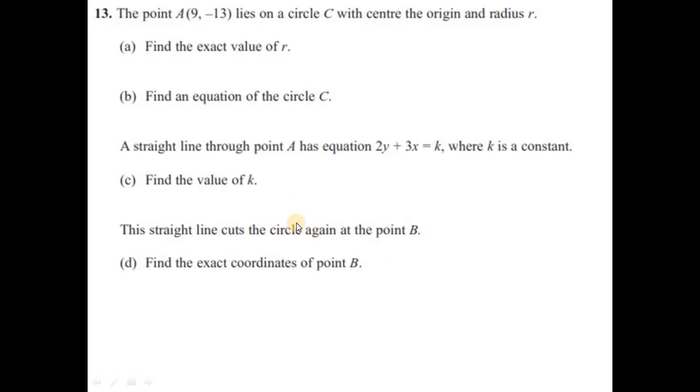Question number 13. The point A (9, minus 13) lies on a circle C with the center at the origin and the radius R. So if you have a circle, and this circle is centered at the origin like this, so this is origin (0, 0) and this is the radius.